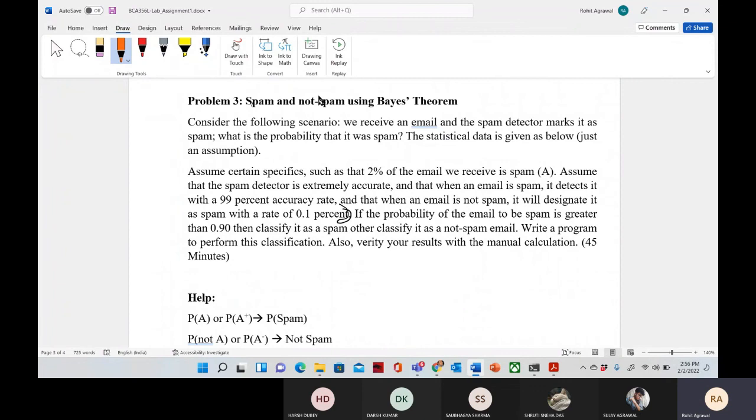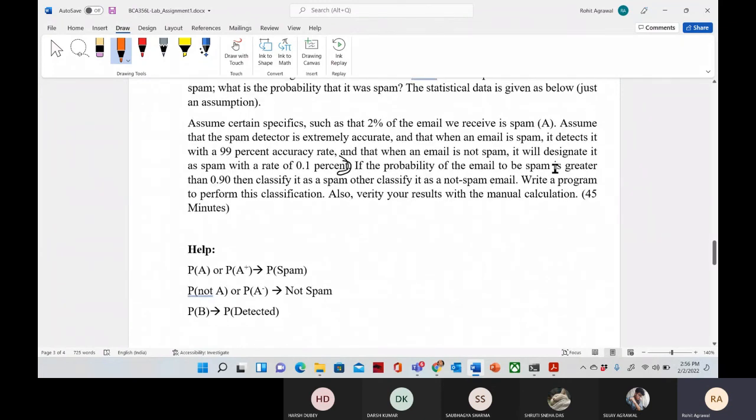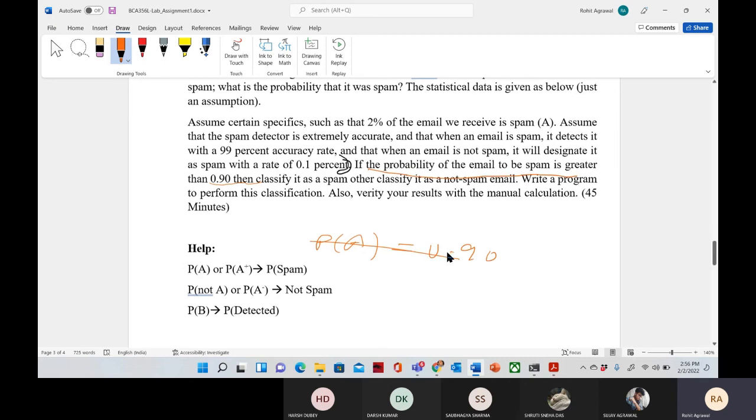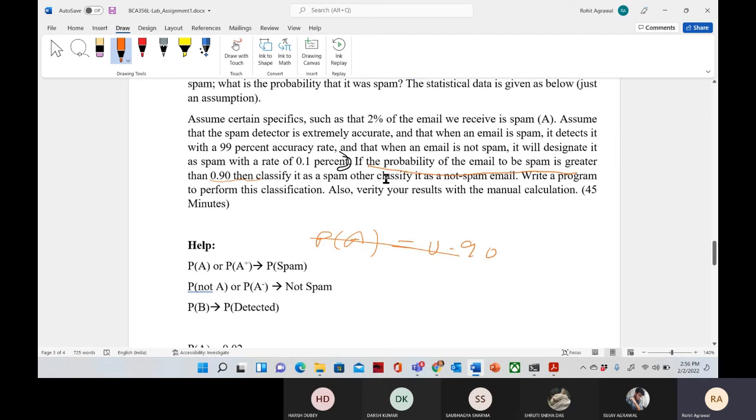Okay, so the next is what? If the probability of an email to be spam is greater than 0.99. So what is it? Is P of A equal to 0.9, I think? No. The email to be spam is greater than, and classified. I think this is a threshold, I think.